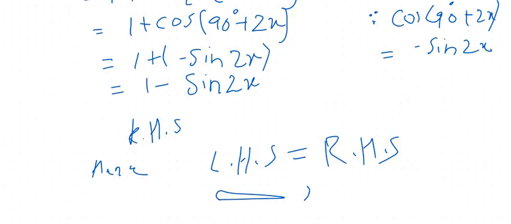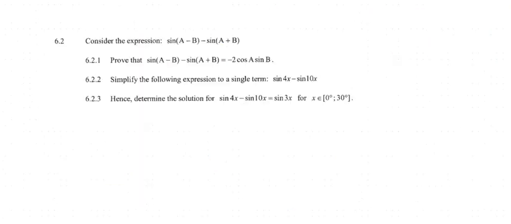The next question we have: consider the expression sine (A minus B) minus sine (A plus B). So we have to do 6.2.1, 6.2.2, and 6.2.3. So let's move to the first question, 6.2.1. Prove that sine (A minus B) minus sine (A plus B) equals minus 2 cos A sine B. Okay, so this is a direct test of your compound angle identity. We must expand both terms, sine (A minus B) and sine (A plus B), and then carefully subtract the second expansion from the first.